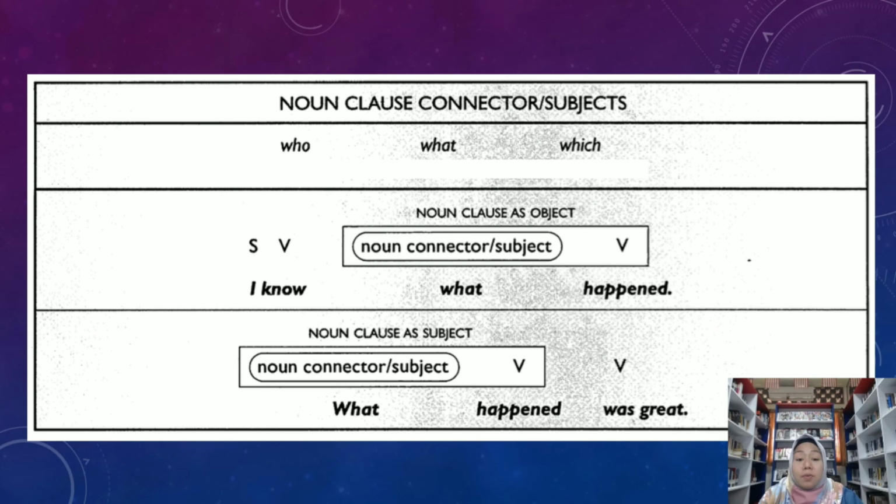Here is the chart for noun clause connectors as subjects. Now, I told you previously that there are not many connectors that can do this. Only three: who, what, and which.